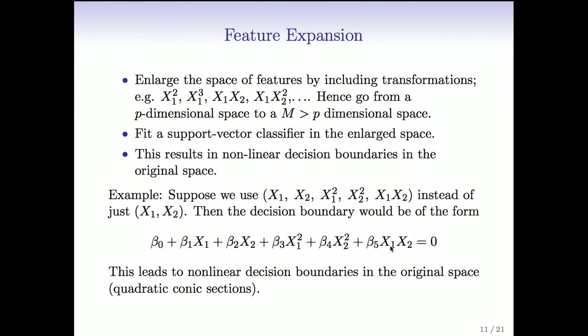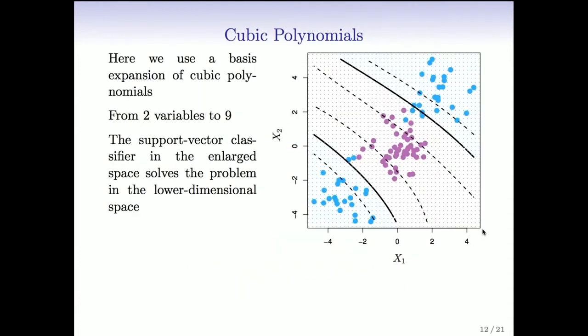Well, in the enlarged space, the decision boundary would take this form. It's linear in the new variables, right? So there's a coefficient for each of them. So that was the form of our hyperplane. But of course, in the original variables, it's nonlinear because we've got squares and cross products. Okay, and this is what it results in for the same example that we saw.